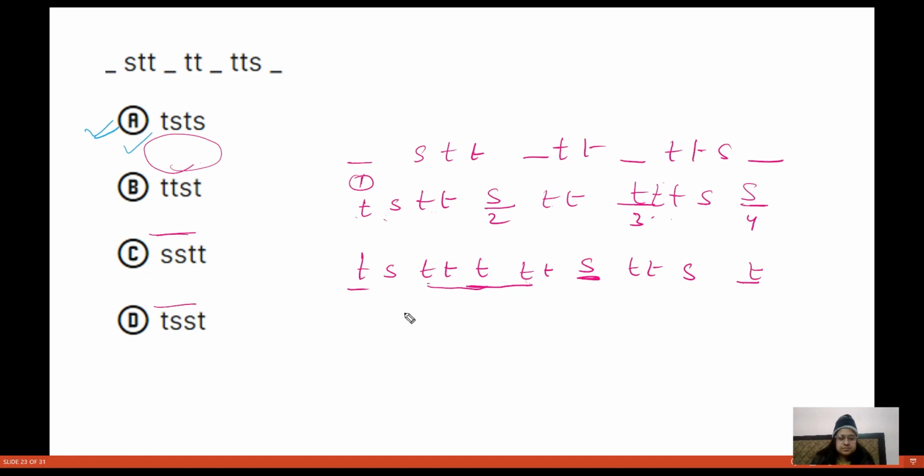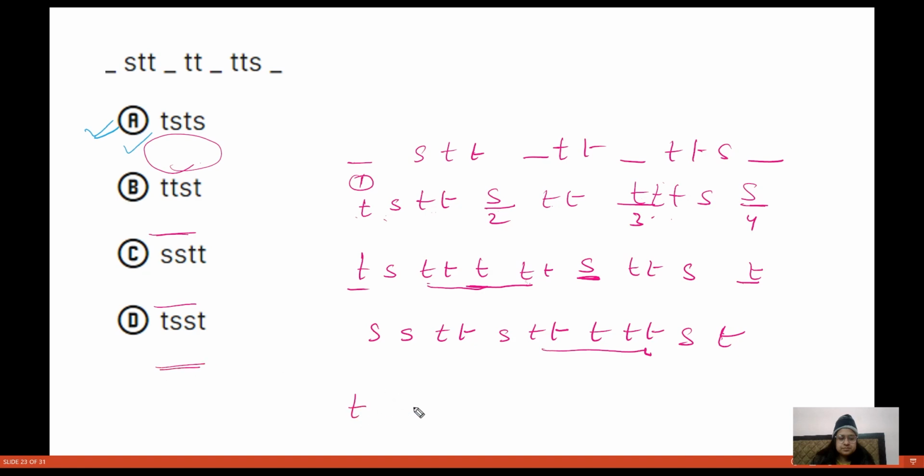Let us check with this one. So we have double S double T. Then we have S double T. Then we have T T T T. Then again these many T's. Then S and then T. Okay, again not making much sense.